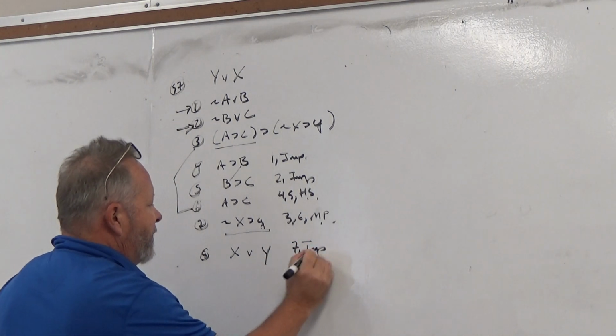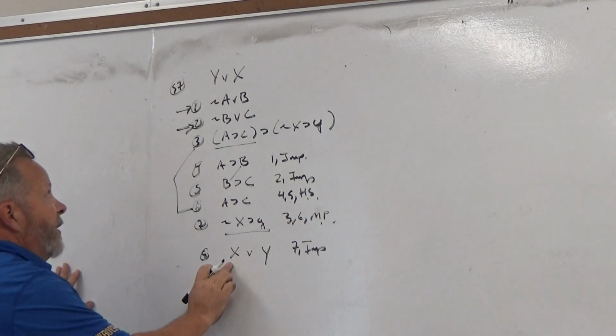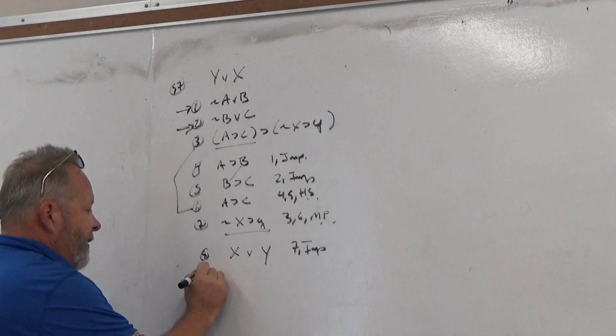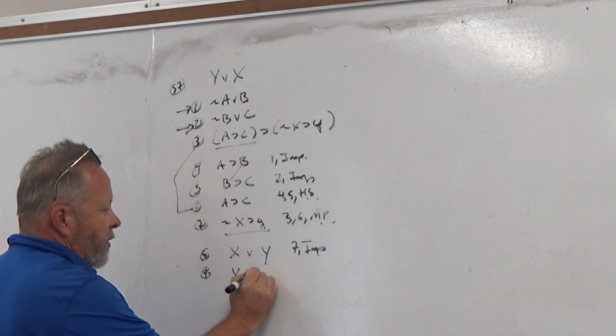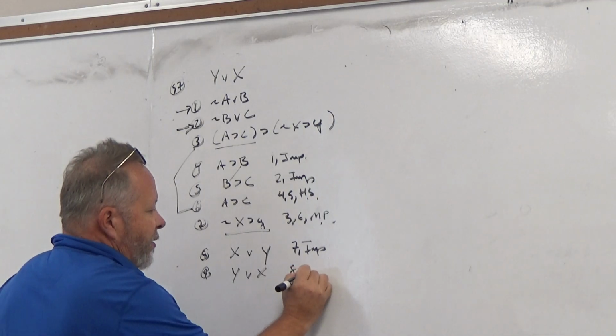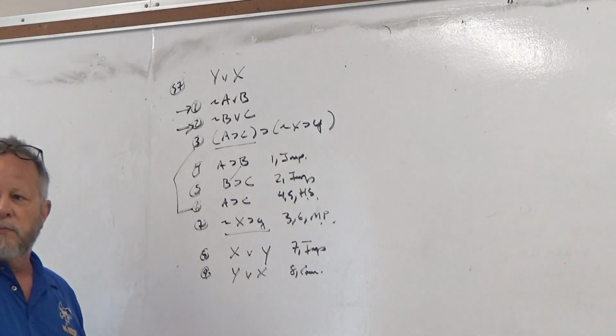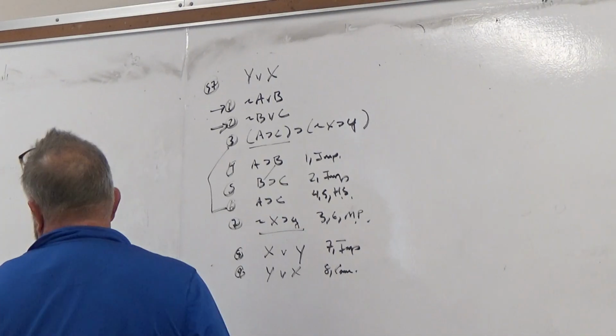7, implication. It's in the wrong order. It says y or x. We have x or y. That's easy enough. Y or x from 8 by commutation. And we're done.